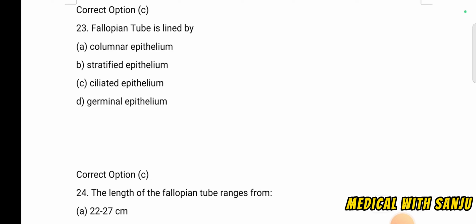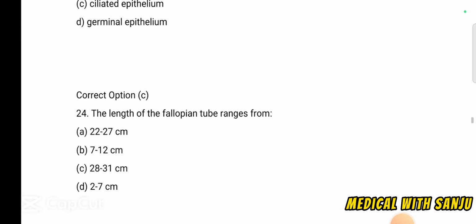Fallopian tube, or uterus tube, also called oviduct, is the hollow cylindrical tube that extends from the lateral angle of the fundal end of the uterus and terminates near the ovary. The size of the fallopian tube is 10 centimeter. Inner layer is lined by ciliated columnar epithelium. Cilia help to propel the sperm toward ovary and fertilized ova toward uterus.